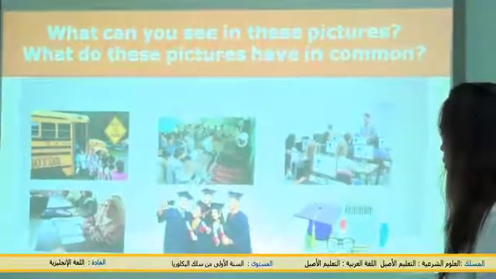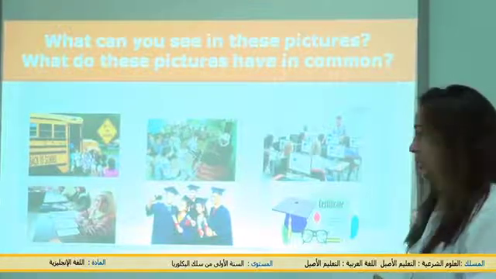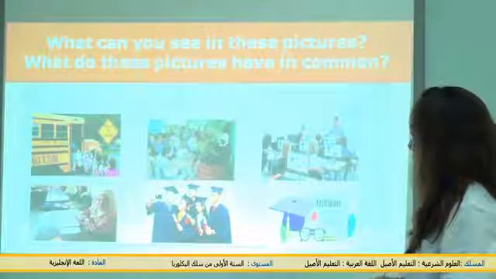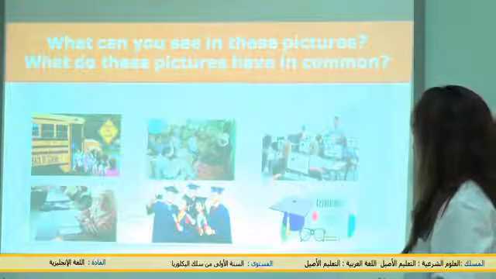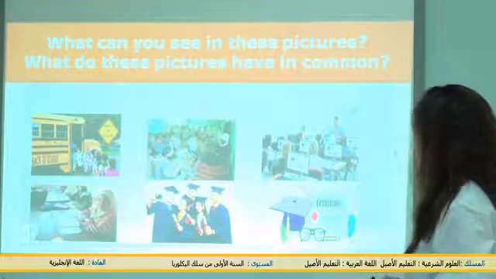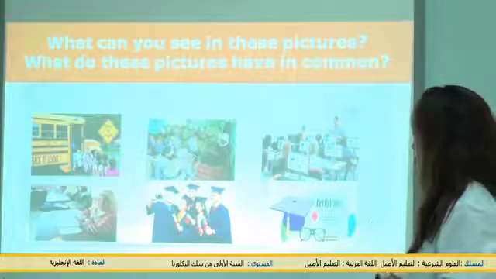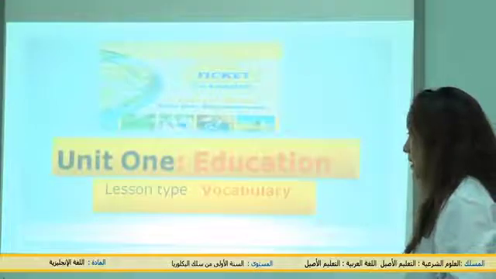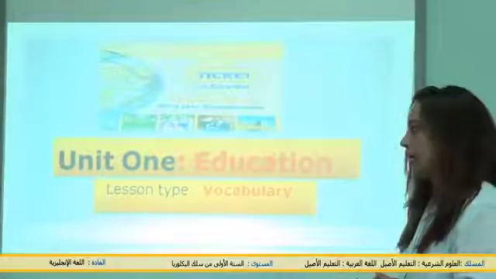In the fifth picture, you can see a group of students who are celebrating their graduation ceremony. We say that they are holding a diploma in their hands. This diploma is represented in picture number 6. A diploma, or what we call a certificate or a degree, is an official document given to graduated students after they finish their studies. So as you can see, our unit is going to talk about education.